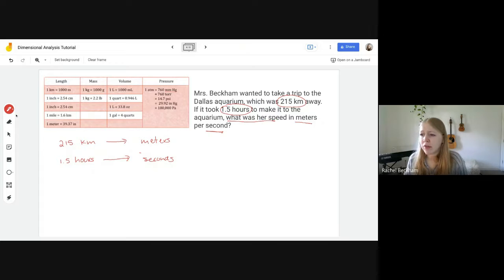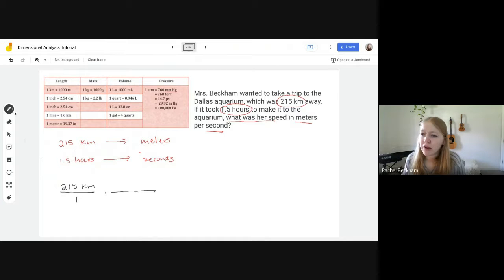So let's start off with the 215 kilometers here. And let's see if we can kind of do a little bit of this as we go now. So I'm going to skip the relationship part and I'm going to come back to it. Okay. So I'm going to go ahead and write down what I'm starting with. So I'm starting with 215 kilometers. I'm going to put that over 1 like we normally do. And I'm going to multiply and do my fraction line.